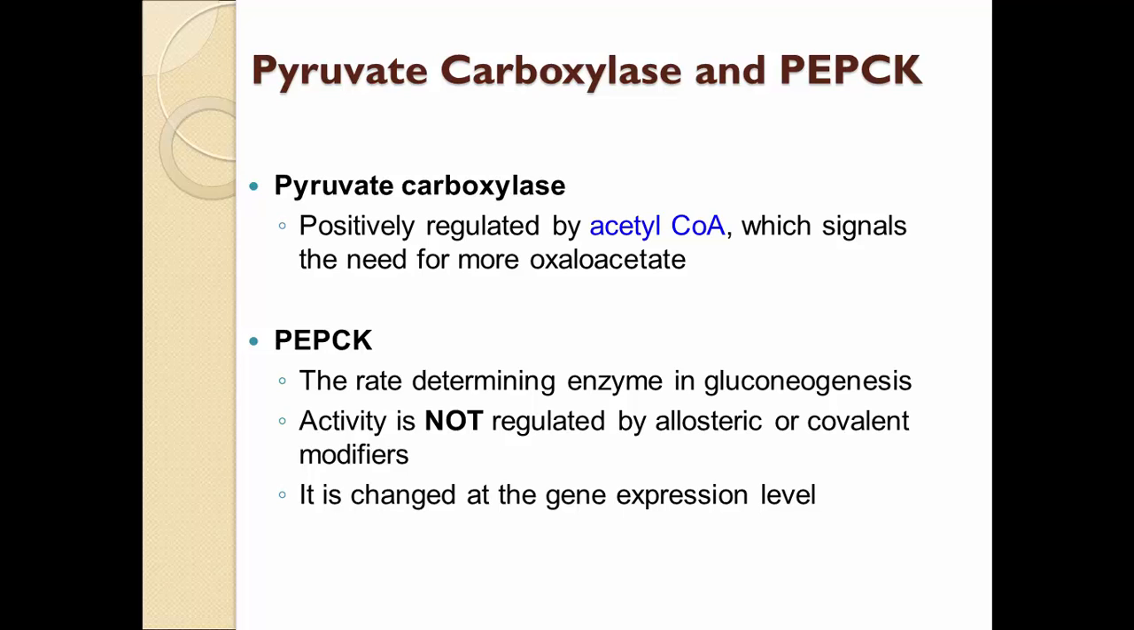But anyway, the pyruvate carboxylase is positively regulated by acetyl-CoA levels, and PEPCK regulation is relatively simple, just by changing the gene expression of PEPCK and regulating PEPCK levels, right? Not like the other enzymes that can be regulated by activity, phosphorylation or allosteric regulation. But PEPCK is only regulated at the gene expression level, right?